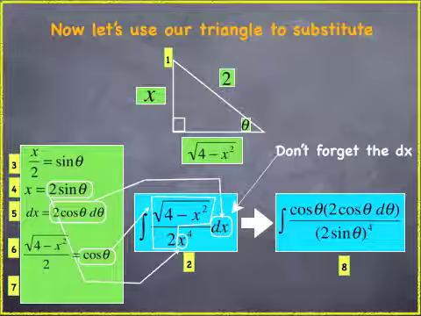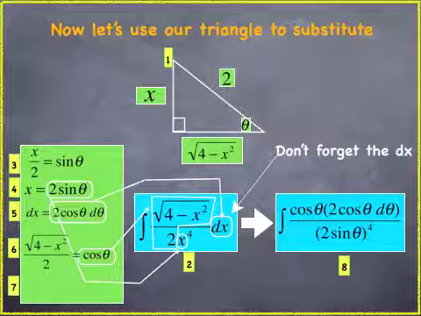If you go to item 2, you'll see the original integral. What we're going to do is first replace the square root of 4 minus x squared over 2, which we already determined in item 6 as being the cosine of theta. So we're going to take that out and replace it with the cosine of theta.